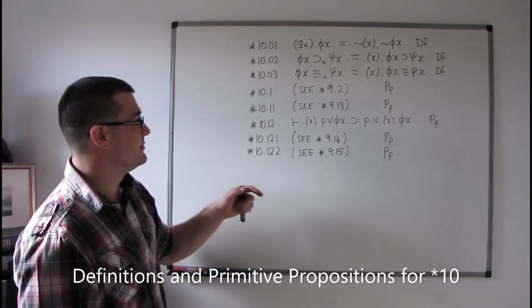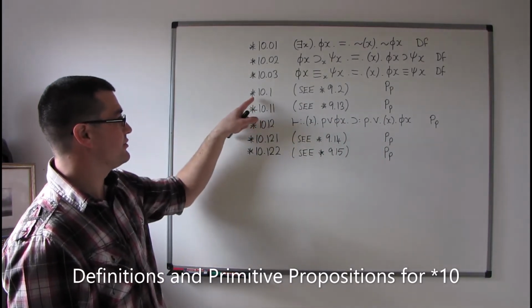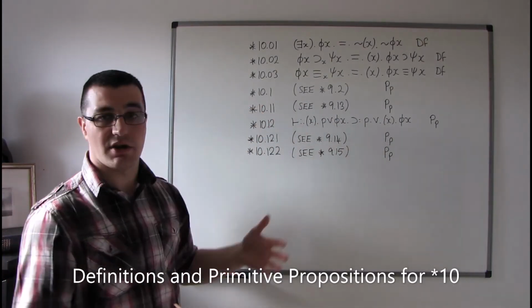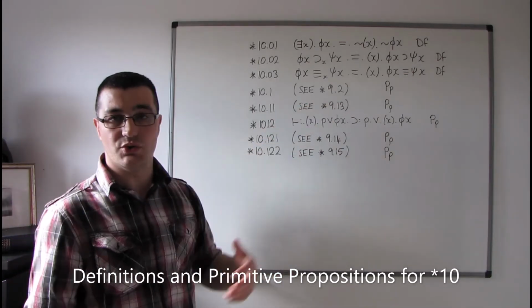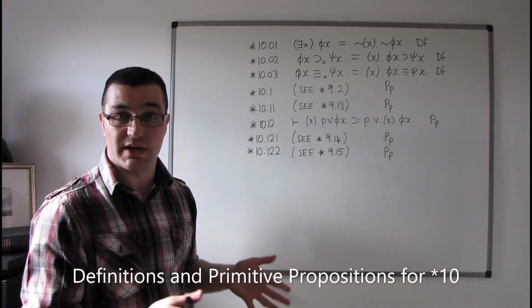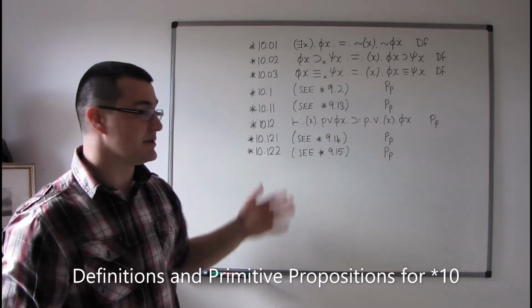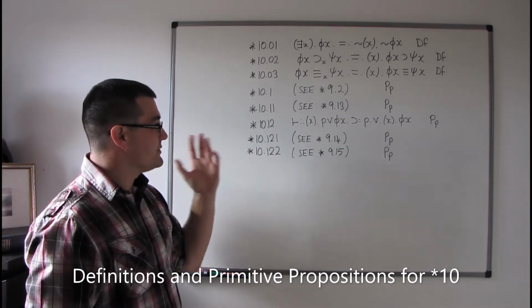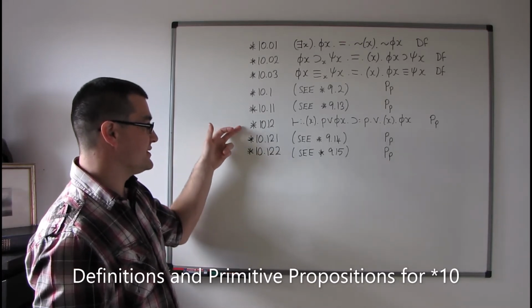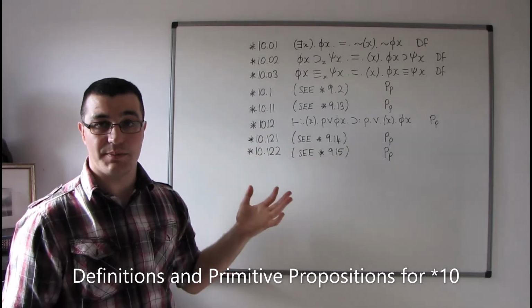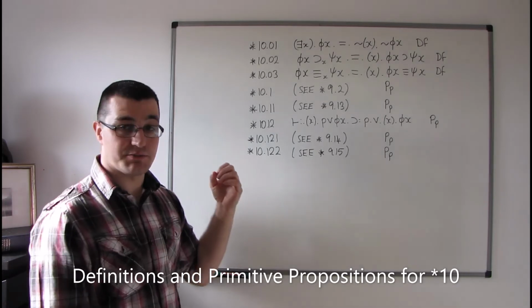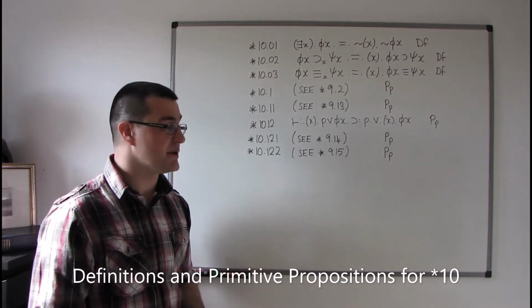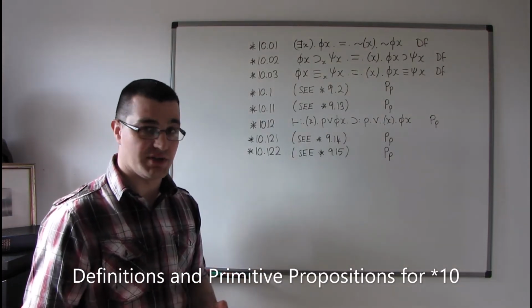So that's primitive proposition 10.1. Again, the comments that I made regarding 9.2 in the previous video when I did section 9 apply equally well to this. The only primitive proposition that I've decided to write out in full is this 10.12. Actually, this did appear in section 9 as well. It was proposition 9.25. It was proved in section 9.